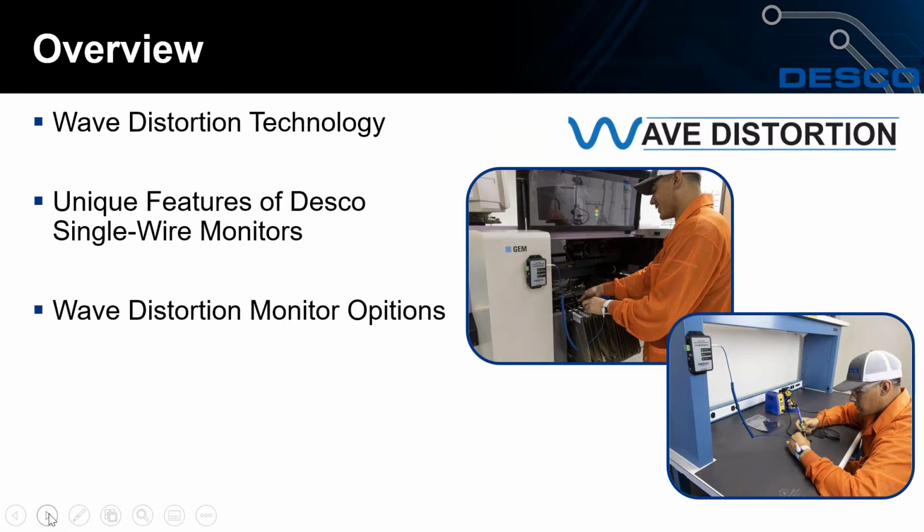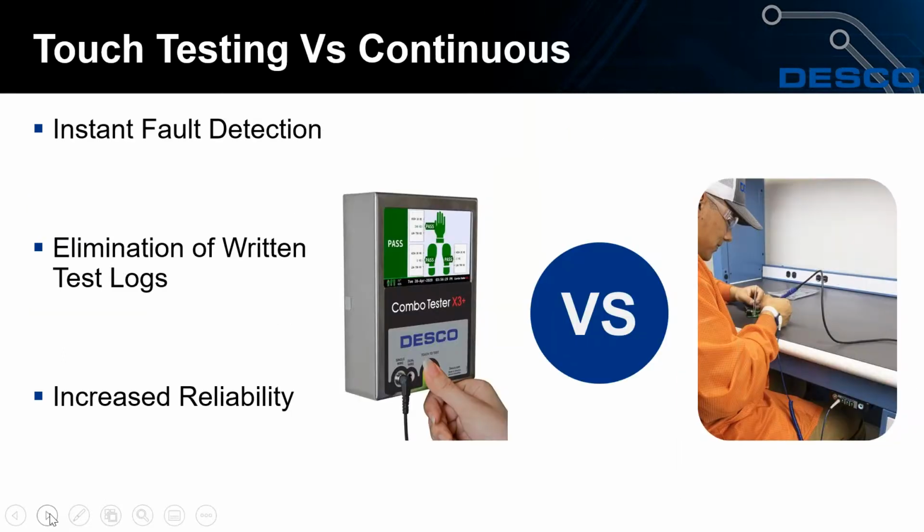We have one here that's on a pick and place machine, for instance. We have one there in the bottom right on a workstation. But we're talking about continuous monitoring for wrist straps. And there's different technologies, which I'm going to get to right now. But we're also talking about the difference between periodically touch testing your wrist strap versus continuously monitoring your wrist strap.